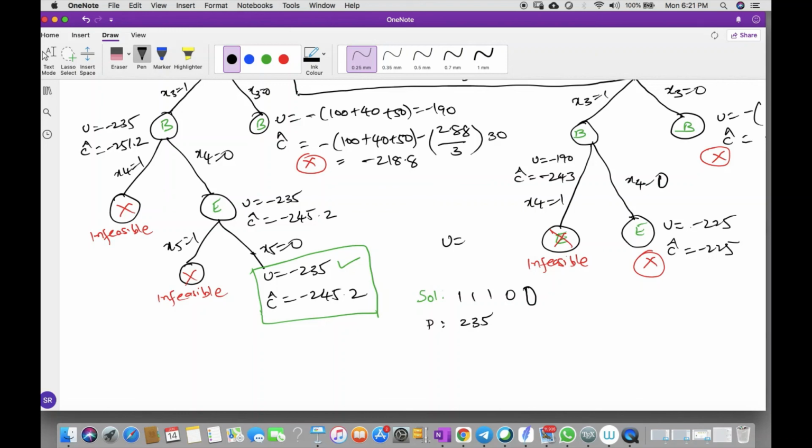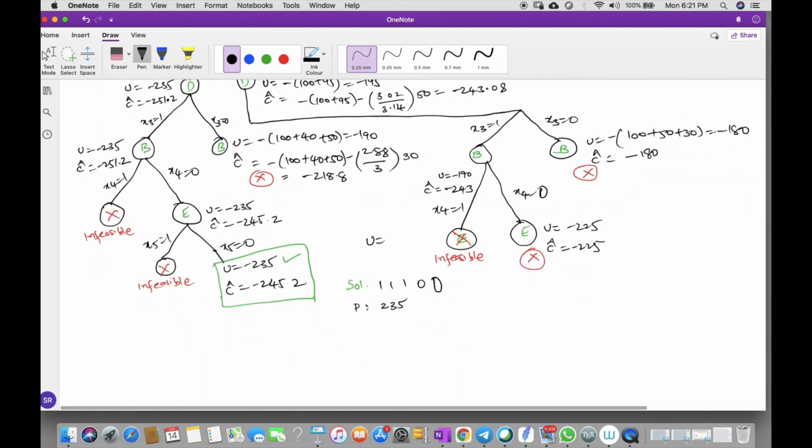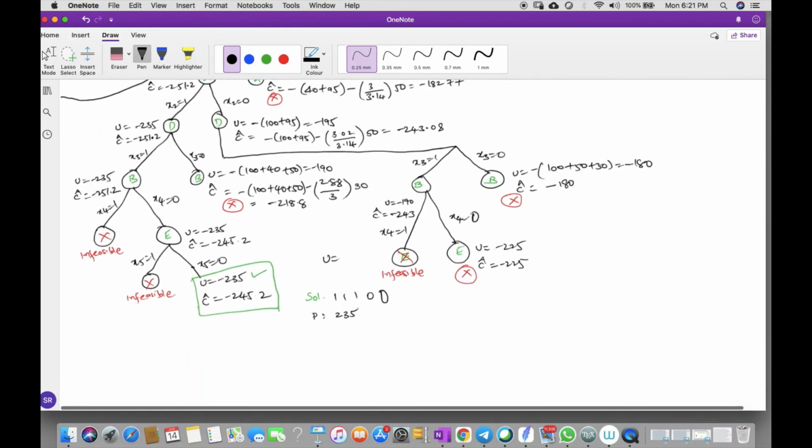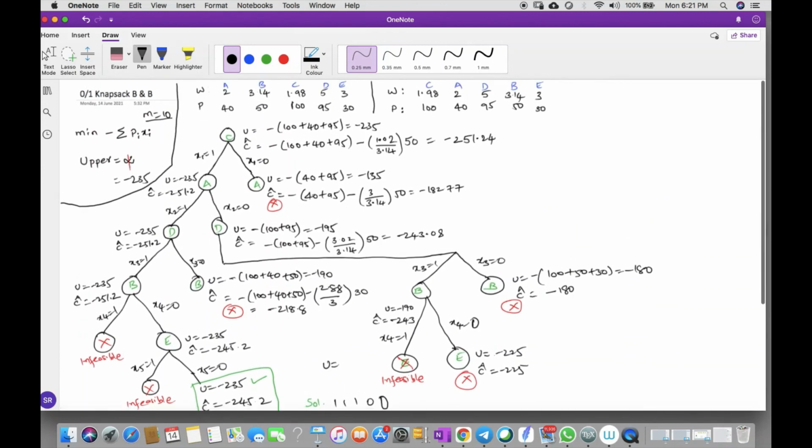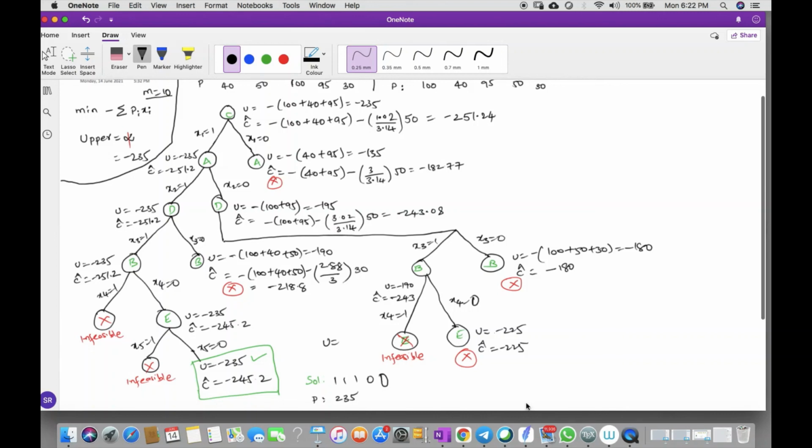This is an example problem showing how branch and bound can be applied, but we can also write the algorithm for it so that it does it in an automatic way. So this is about branch and bound solution for solving the knapsack problem. Thank you.